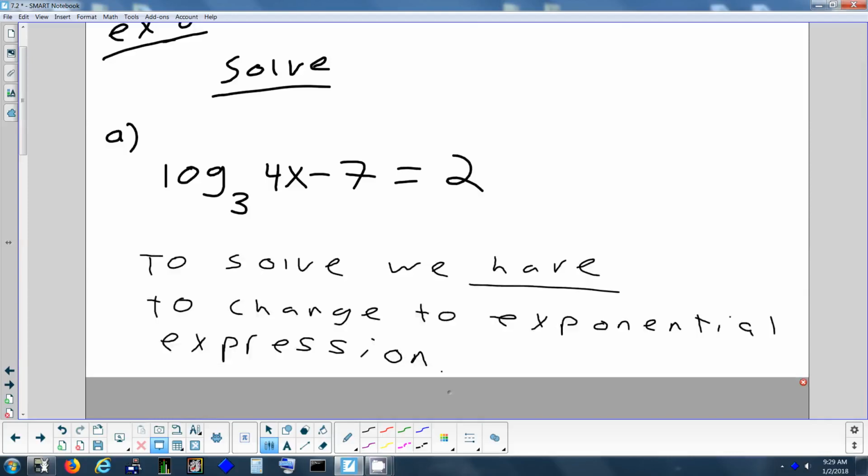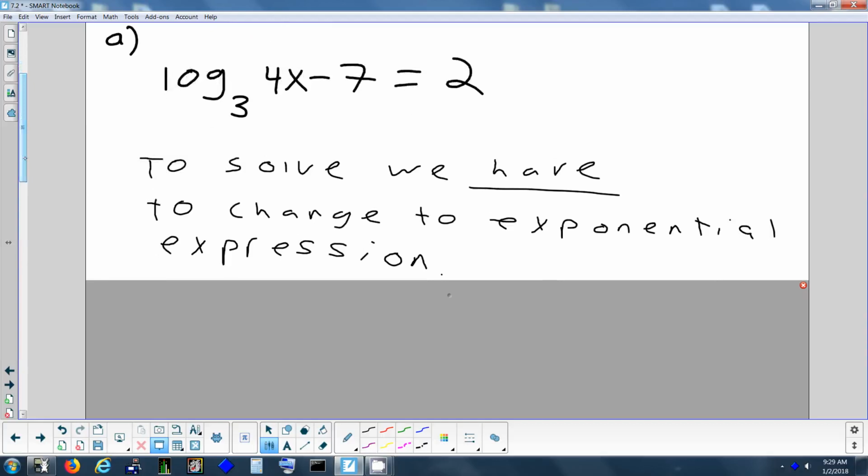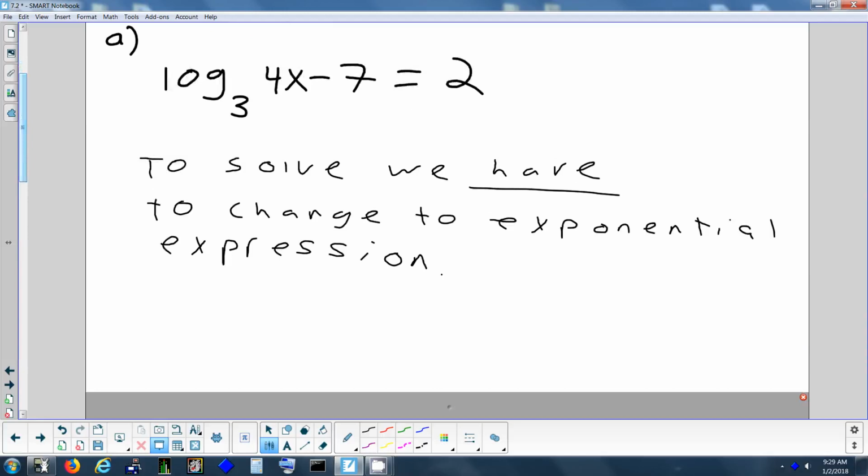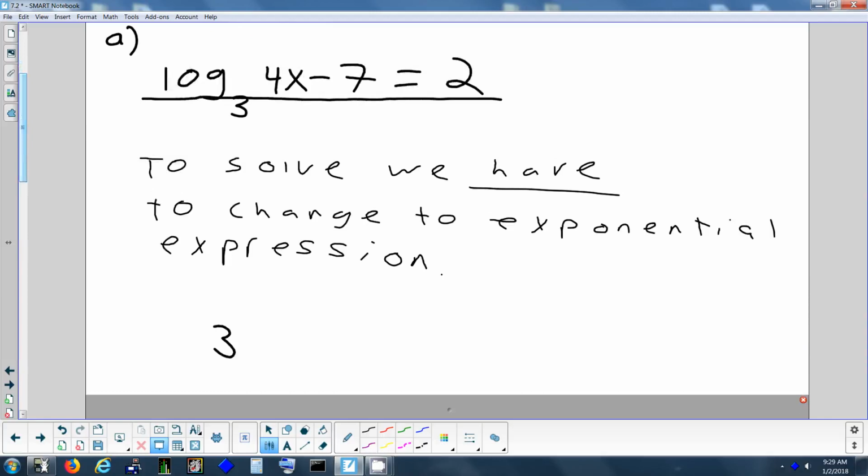So that's what we're going to do. We're going to change that to an exponential expression. And I guarantee once you rewrite that as an exponential expression, all you're going to need to solve it is algebra 1. Okay, so let's start with our base. Emily, what's my base? Is it 3 or is it 2? 3. Yeah. So the base is whatever, if you had a line in there, whatever would be below that line. So my base is 3.